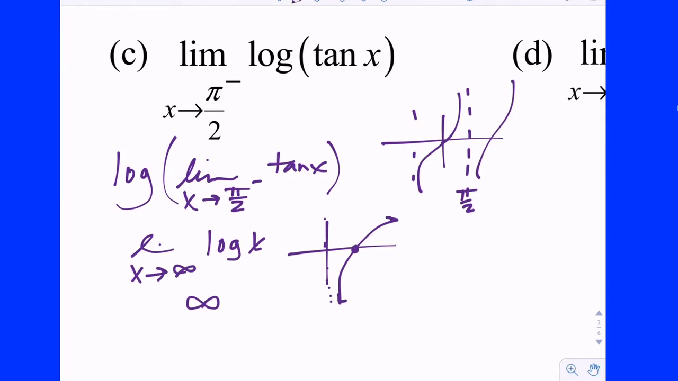Anyone in doubt? You should be living by that when it comes to limits, right? When in doubt, D and E. Because things can fail to exist for several reasons, so it is kind of a catch-all category.